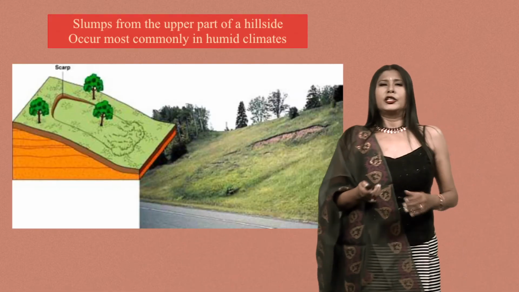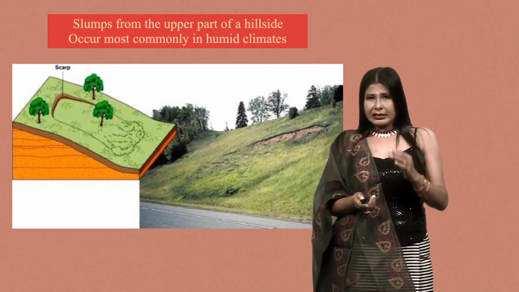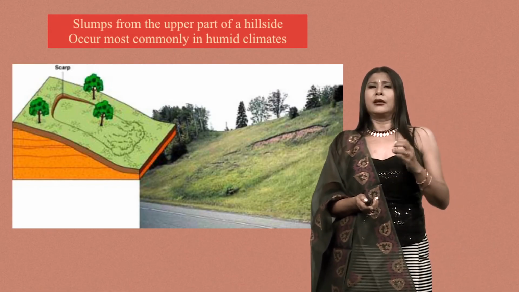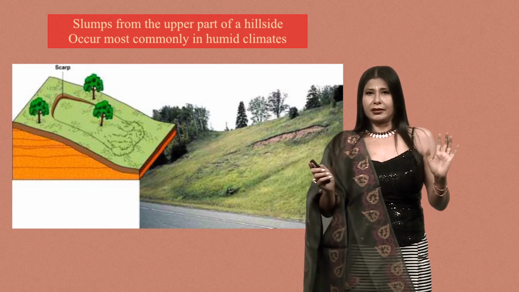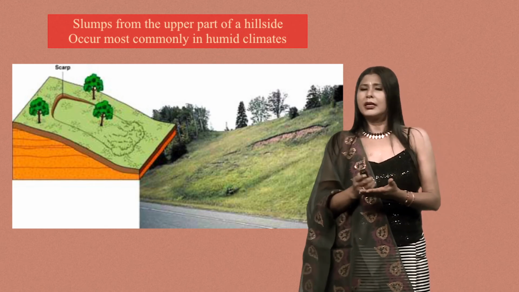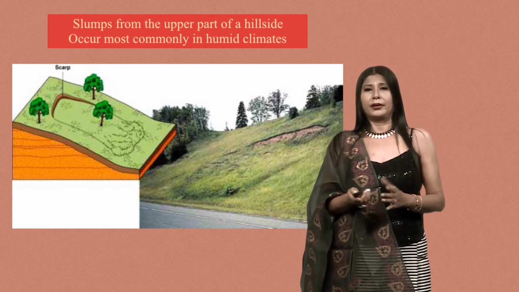So, slump and subsidence, they are also two types of mass movement, and they are also not very fast, they operate very slowly. So, slump from the upper part of a hillside, and they occur most commonly in the humid areas. So, in the humid climate, the slump is very common. So, now we have seen that mass movement occurs wherever the slope is there. There are fast movements, there are slow movements, but there are some common factors.